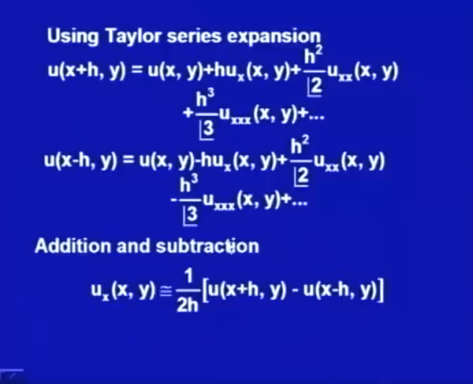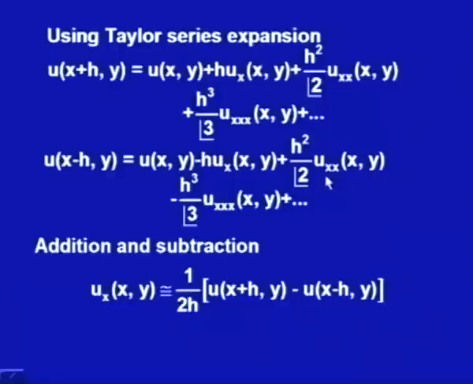Similarly, if I add these two, I get 2 times u(x, y), and then this term cancels out, then we get 2 times h²/2! times the second partial derivative of u with respect to x at (x, y), because 2 times h²/2! gives only h², and so on. Now, again if I neglect the higher powers of h, that is, h² we retain, but h to the power 4 and so on are very small or negligible, the addition of u(x + h, y) + u(x - h, y) would be 2u(x, y) plus h² u_xx(x, y).